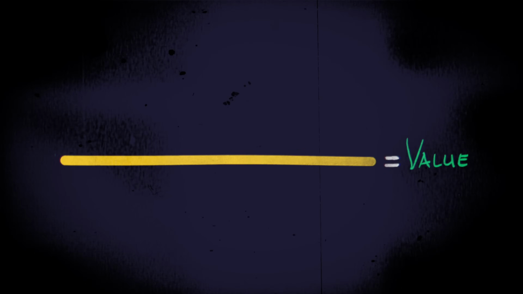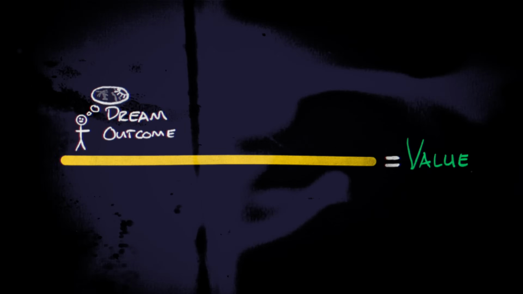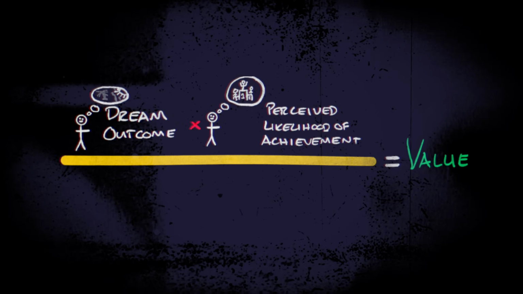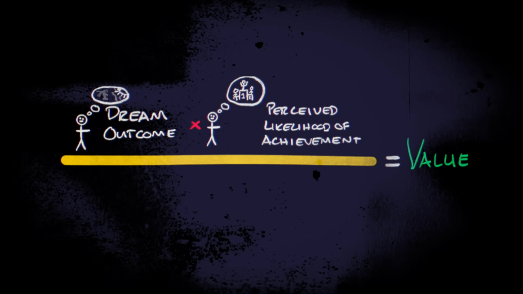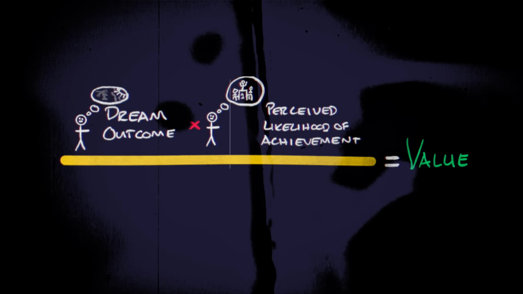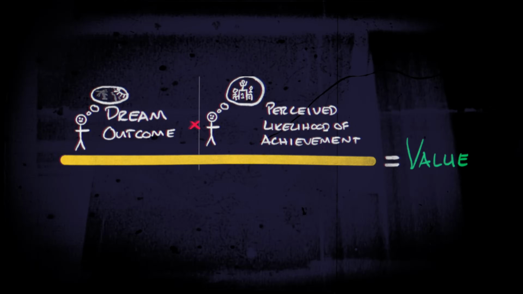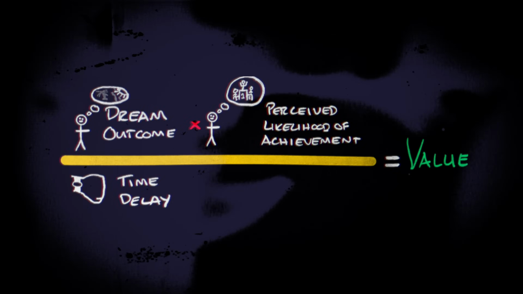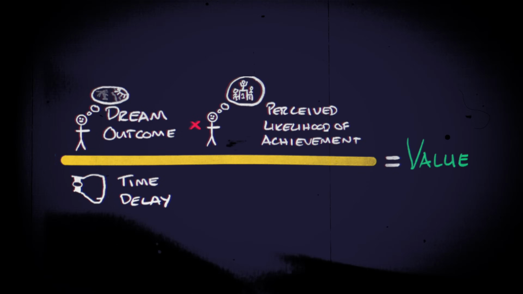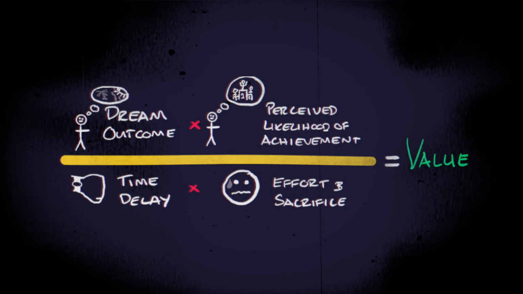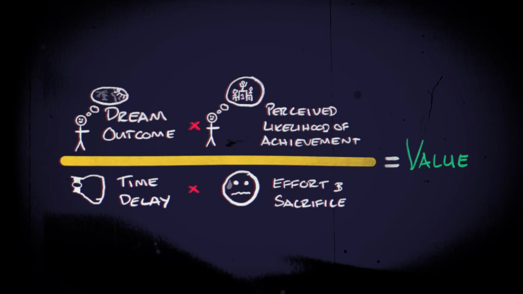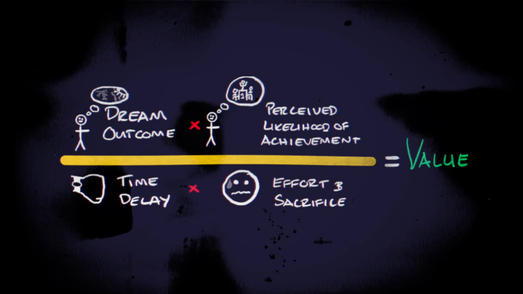It's made up of 4 parts. Dream outcome, what's the result that your service or product delivers? What's the perceived likelihood of achievement? In other words, how likely is someone to actually get that result? Then on the bottom line, we have time delay. How long is it gonna take to get that result? And finally, effort and sacrifice. How much exercise, studying, working, or planning do they have to put into it to get the dream outcome?